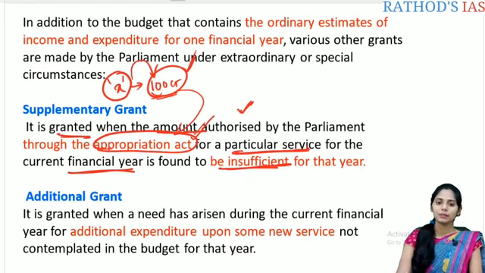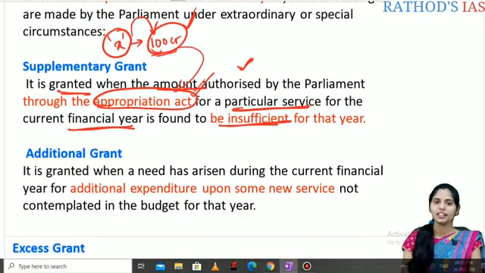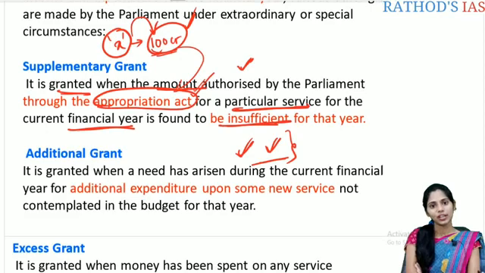Let us see the next type of grant, that is the additional grant. To understand this, I will give you one more example. Suddenly, the government realizes that there is a need for a scheme for the scheduled castes and scheduled tribes people who are present in the country. The separate scheme was not mentioned in the budget, but when we want to implement that scheme, money is needed. And where does this money come from? This money will come from the Consolidated Fund of India, mainly through the appropriation bill.